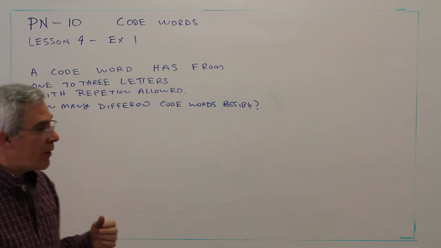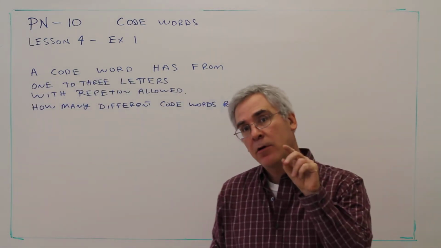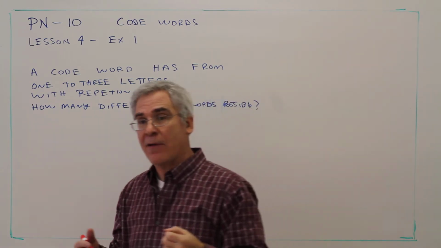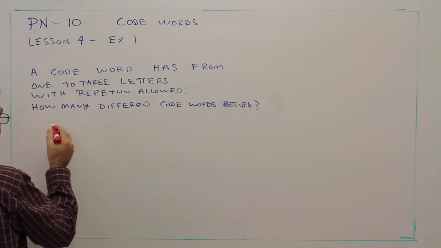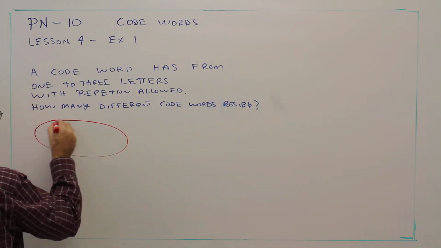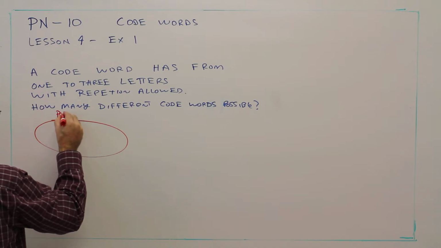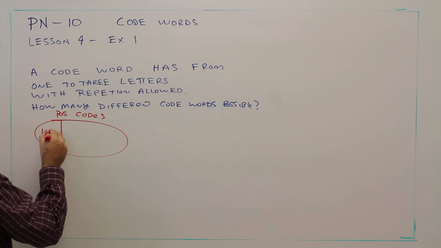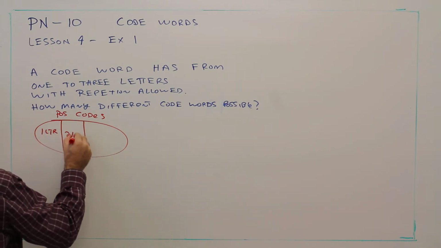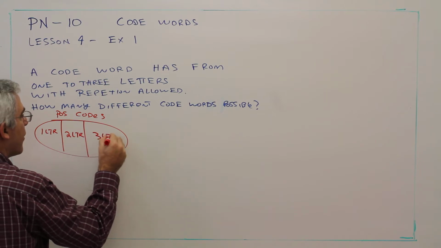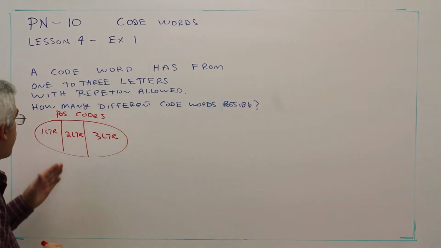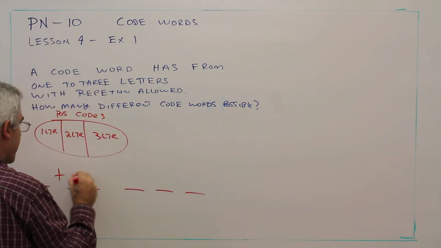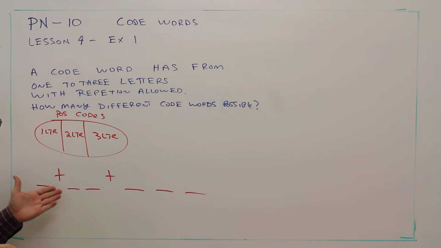So in this problem, I could have a code word with 1 letter, or 2 letters, or 3 letters. So I'm going to have to add all those different possibilities. Let me just, I'm a visual person. So these are the possible codes: 1 letter, 2 letters, or 3 letters. All right. And all I'm going to do is add all of them together.